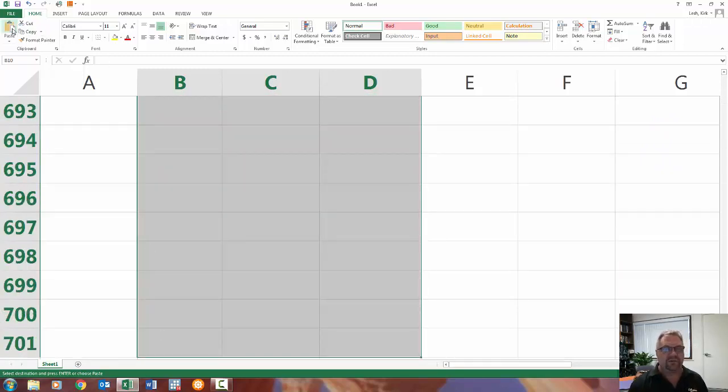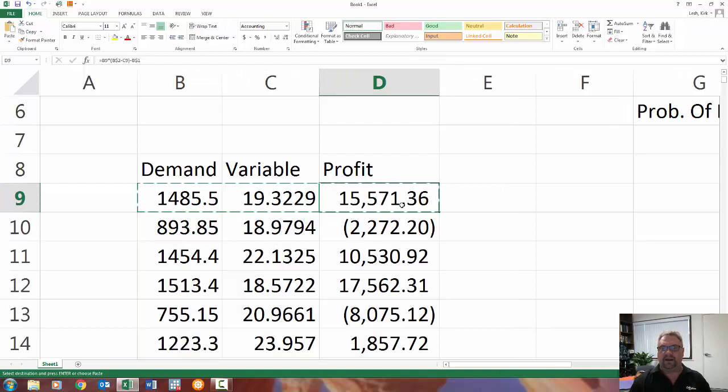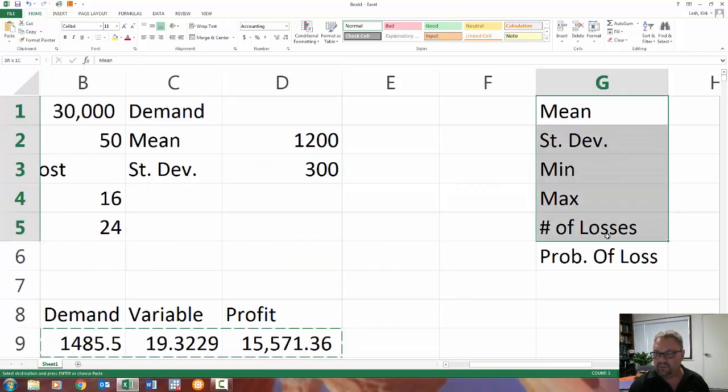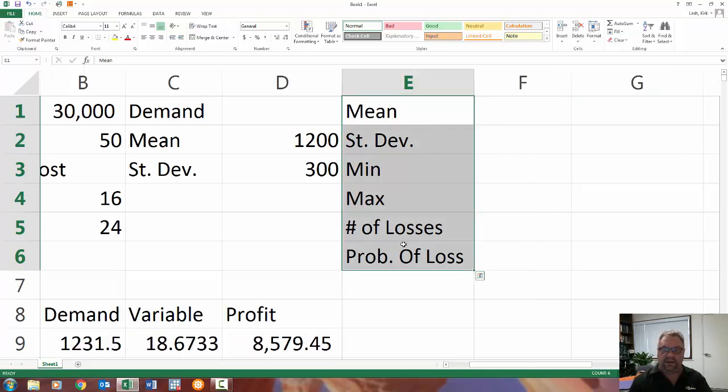You don't have to be exact with the number of simulations. That's not going to be a big deal, right? Again, it's that law of large numbers. Okay, so we have created our spreadsheet. So what is the mean profit for the simulation? Well, that's what all this is. So let me move this over for you. Now, obviously, in some of these questions, you don't have to calculate everything in here. But I would encourage you to get in the habit of always calculating the mean, standard deviation, min, max, number of losses, and probability of loss. Just because these are very standard.